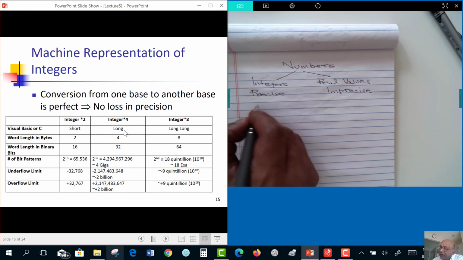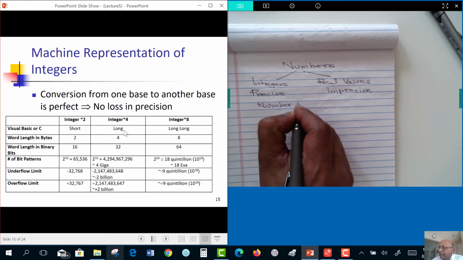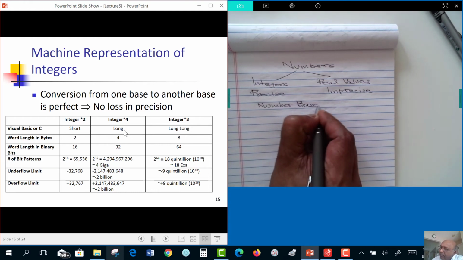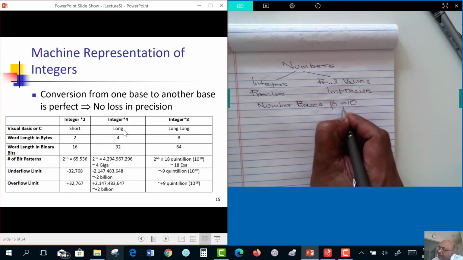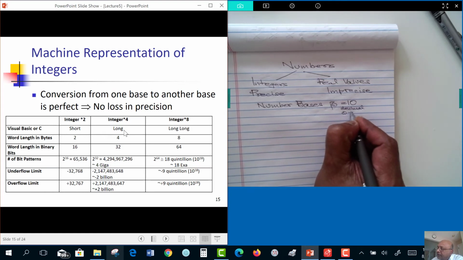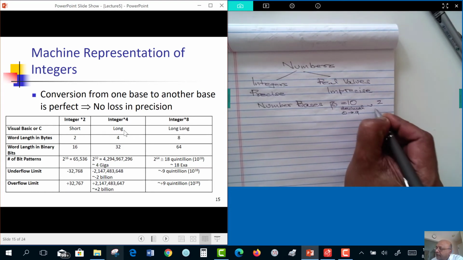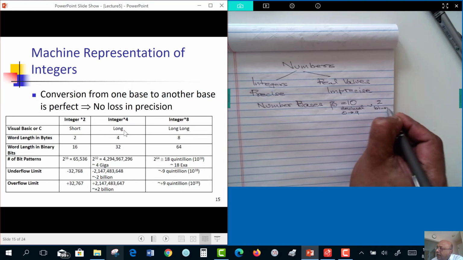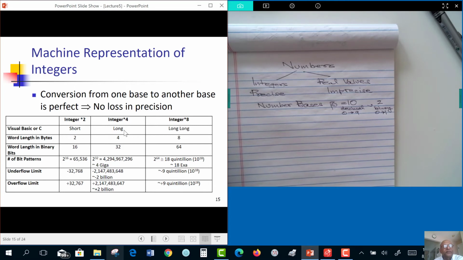So of course, we can work with different number bases. Human beings, we work in base 10 decimal. So we use 10 digits. Machines work in the binary system. So they have just on, off, or 0, 1, 2 digits.